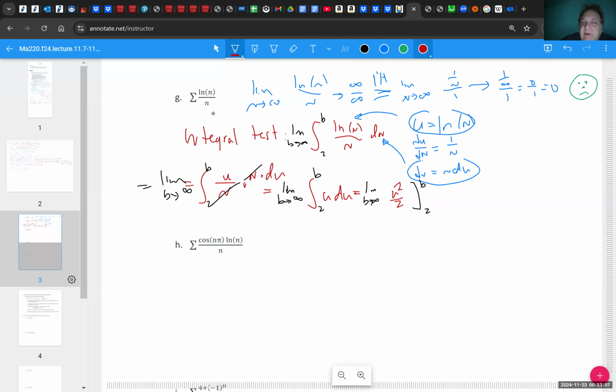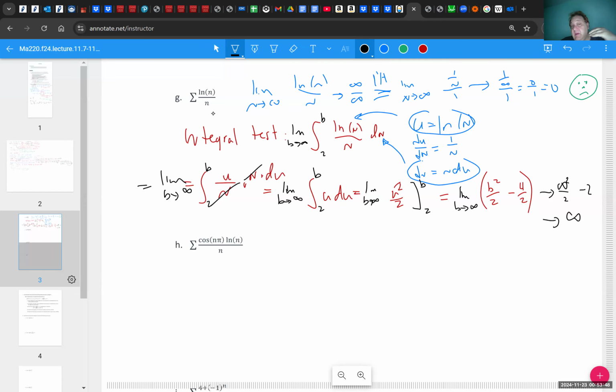When you plug this in, you get b squared over 2. So we still have our limit. If you plug in b, you get b squared over 2, and you plug in a 2, you get 4 over 2. So that's my antiderivative. Then I find out what happens when the limit as b tends to infinity. This becomes infinity squared divided by 2 minus 2. Infinity squared divided by 2 is still infinity. Infinity minus 2 is still infinity. So this tends to infinity.